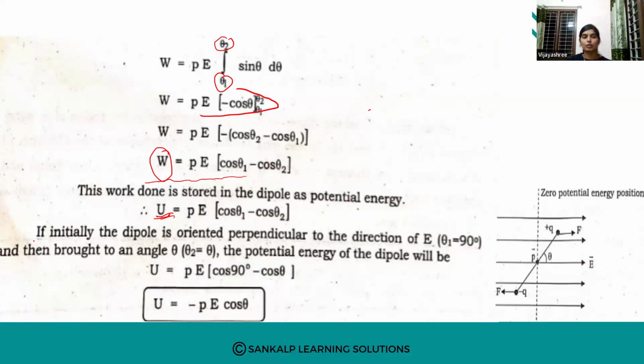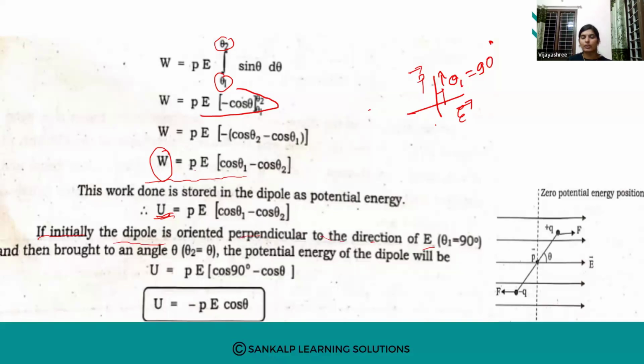Now let us look at a special case. If initially the dipole is oriented perpendicular to the direction of the electric field. So this is the direction of P, and this is the direction of E. If the dipole moment is in a perpendicular direction to the electric field, then theta 1 we can take as 90 degrees. So theta 1 is 90 degrees.